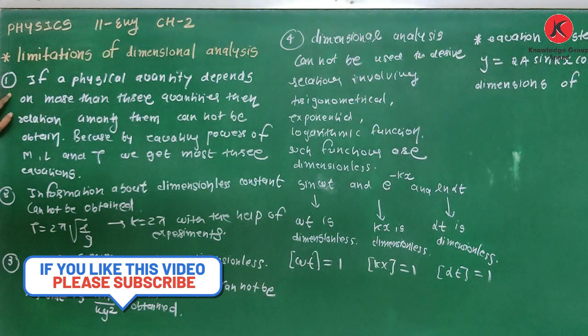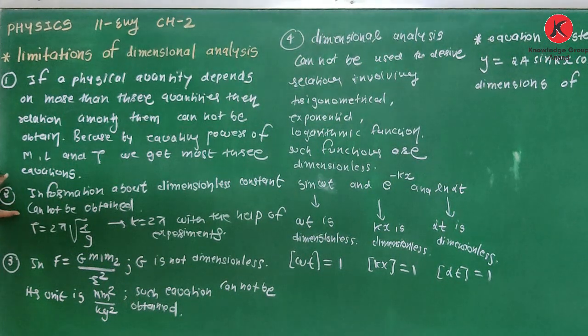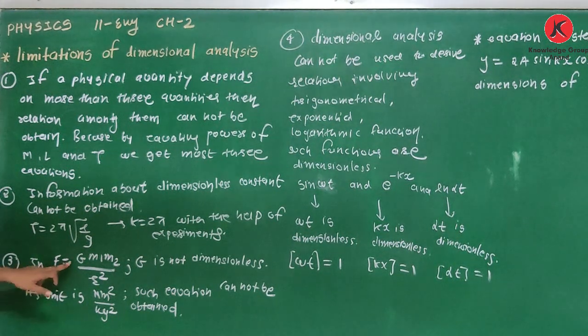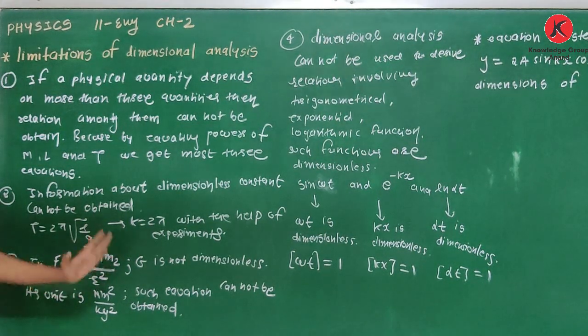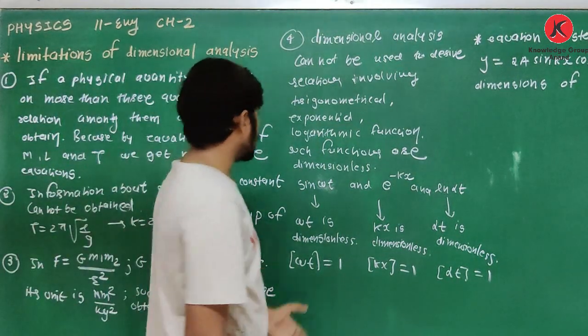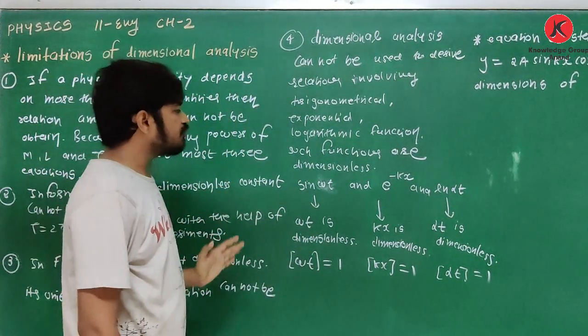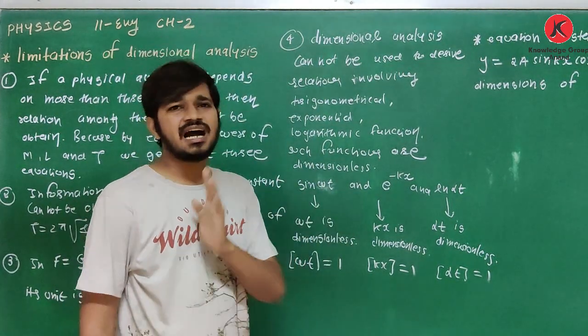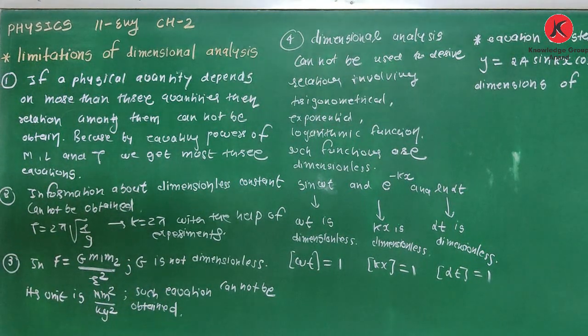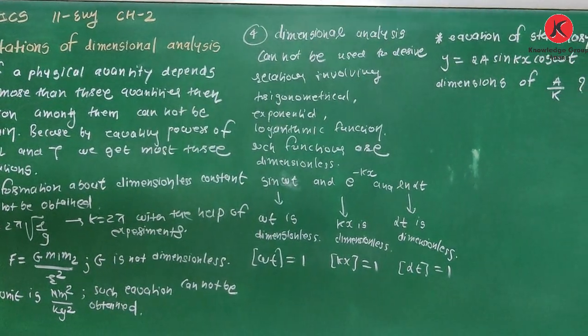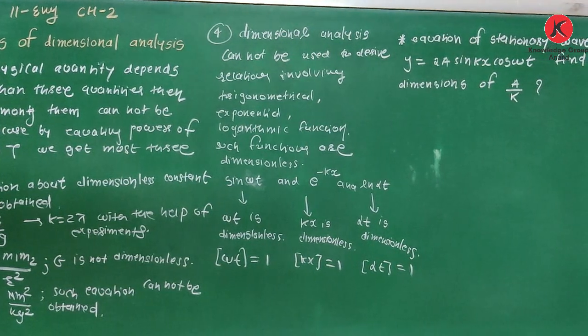First, if a physical quantity depends on more than 3 quantities, then the relation among them cannot be obtained, because we will get at most 3 equations. Second, information about dimensionless constants cannot be obtained. Yes, we know that E k is equal to 2 pi; we have discussed that. F is equal to G m1 m2 upon r square. This constant of proportionality is not dimensionless. It has units Newton meter square per kg square. So such equations cannot be obtained. Fourth one, important one: trigonometrical, exponential, and logarithmic functions are dimensionless. Clear about this? So yes, you have to remember these 4 limitations of dimensional analysis. Now we will see some questions based on it.